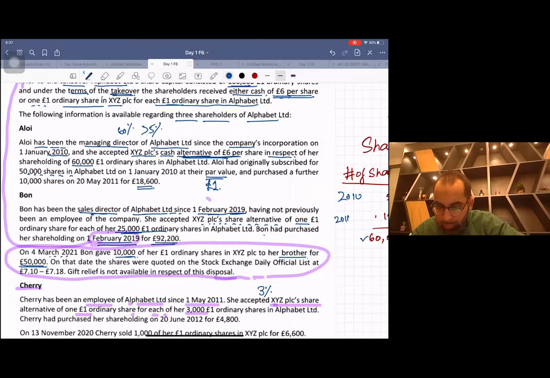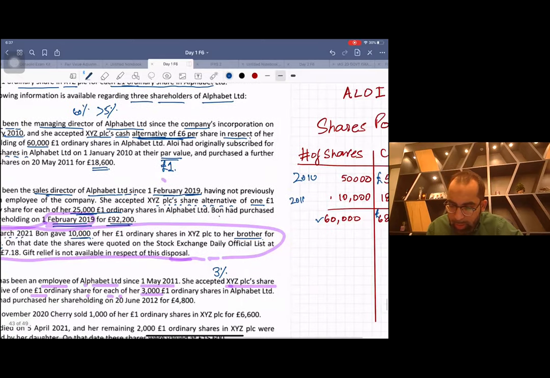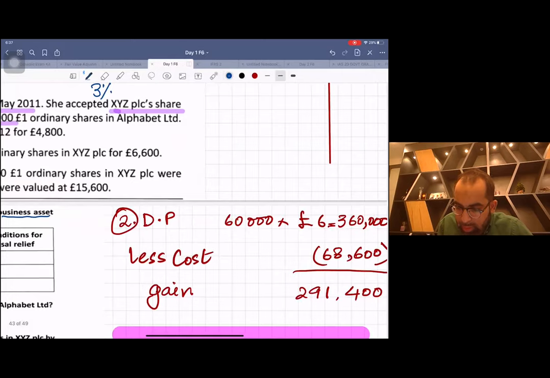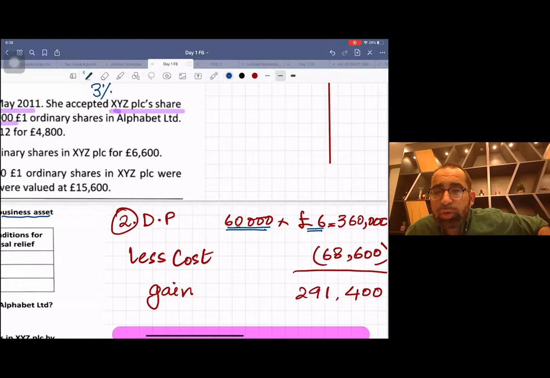Okay. So Alloy had 60,000 shares. And for these 60,000 shares of ABC, he received £6 per share. So 60,000 times 6 is 360,000.